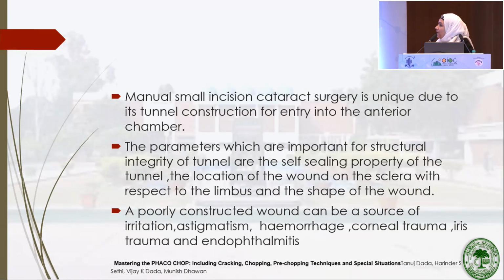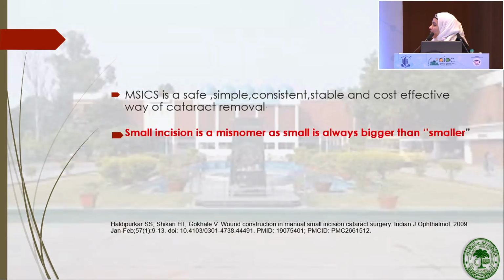I'll be talking about how to create a good sclerocorneal tunnel. Like ma'am said, creating a good tunnel is relevant in SICS. Without going into details, the parameters which are important for structural integrity of the tunnel are the self-sealing property, which makes it unique. A poorly constructed tunnel can be a source of irrigation, astigmatism, hemorrhage, corneal trauma. SICS is a safe, simple, consistent, stable, and cost-effective way of cataract removal.